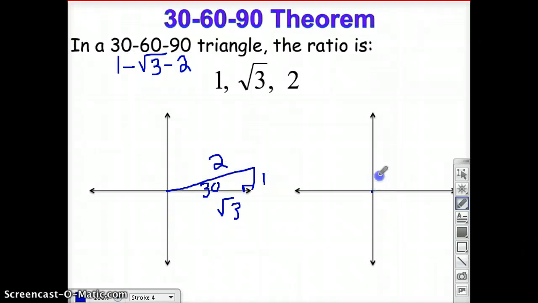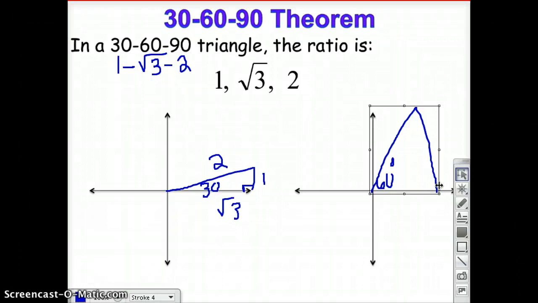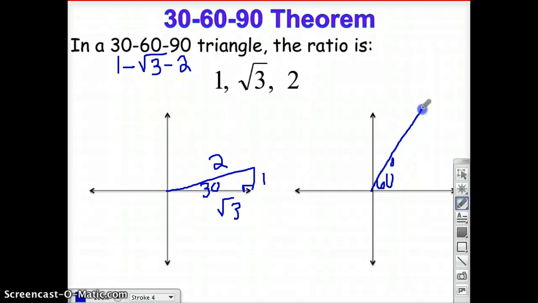If you have a 60 degree reference angle, same thing, except, let me draw this a little better. Same idea, except your 30 would be up here, so your 1 would be across from the 30, your root 3 across from the 60, and your 2 across from the 90.